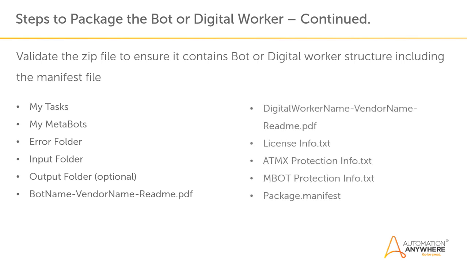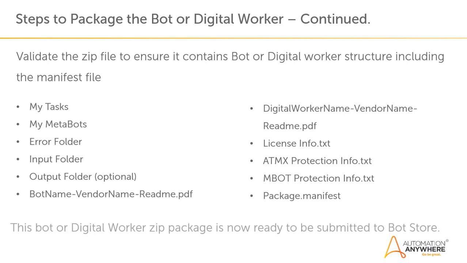readme.pdf or digital worker name vendor name readme.pdf, depending on the asset you are submitting; license info.txt that should contain the global ID; ATMX protection info.txt that contains the list of ATMX files to be protected; mbot protection info.txt that contains the list of mbot files to be protected; package.manifest that is created by the Automation Anywhere Enterprise client. This bot or digital worker zip package is now ready to be submitted to the bot store.